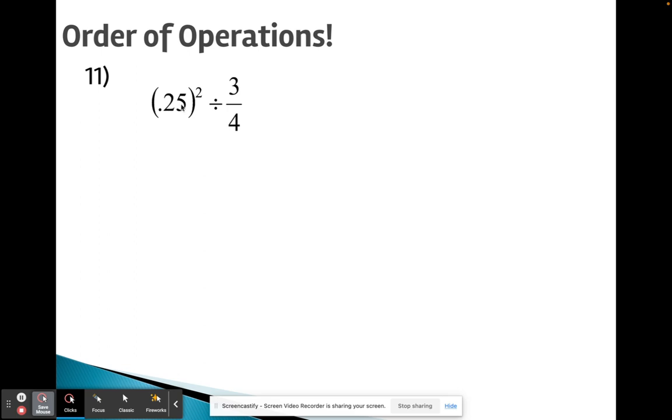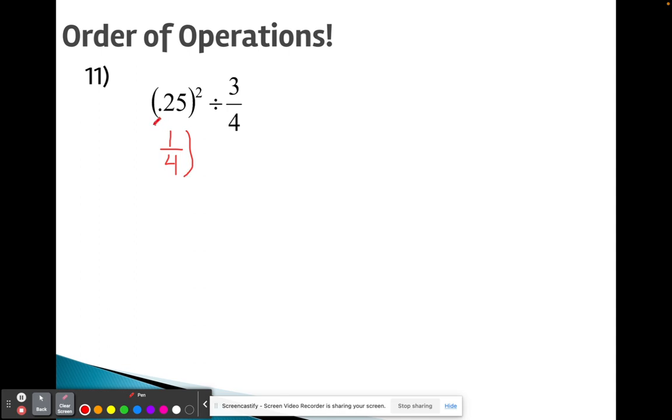Okay, now I have 0.25 to the second power. Oh, I do not like 0.25 to the second power. Is there anything I could do differently? Well, I could write out my 0.25 times 0.25 and multiply it. I could know that 25 squared is 625, so it would be 0.625. I could do that. But I also know 0.25 is 1/4. And I like that better, especially since I have this fraction here.